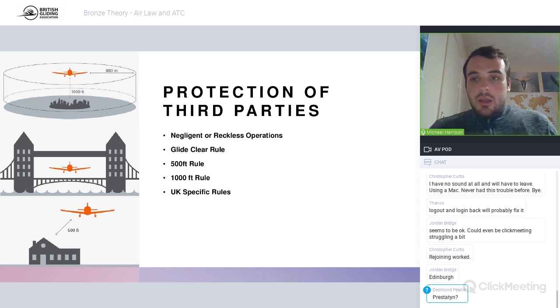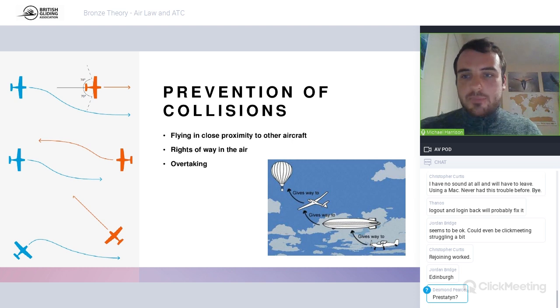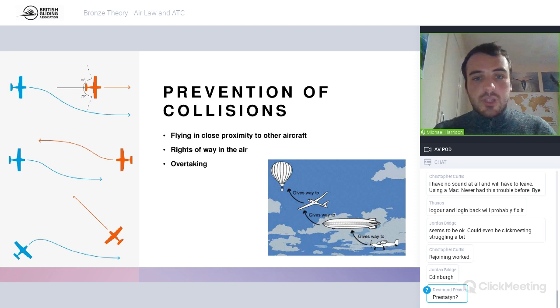Cool. We will move on to the prevention of collisions, which is something which I hope we would all be quite passionate about, because I certainly don't want to be involved in a collision, and I'm sure nobody else is. And that really comes down to 3 rules: rules about flying in close proximity, our rights of way in the air, and how we overtake.